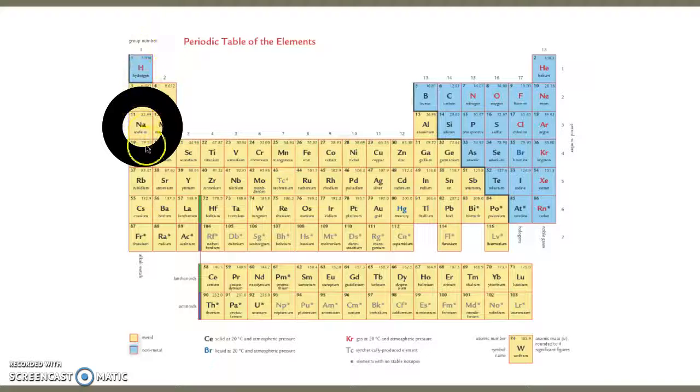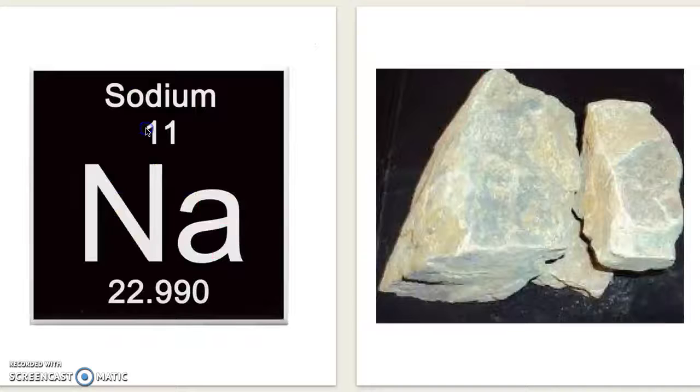Sodium is in the first main group and the third period, so it must have 1 electron in the outer shell and 3 shells circling around the nucleus. Sodium has the symbol Na, and the atomic number is 11 because it has 11 protons in the nucleus. The atomic mass of sodium is 22.990, because 11 protons plus 12 neutrons in the nucleus gives about 23 units.